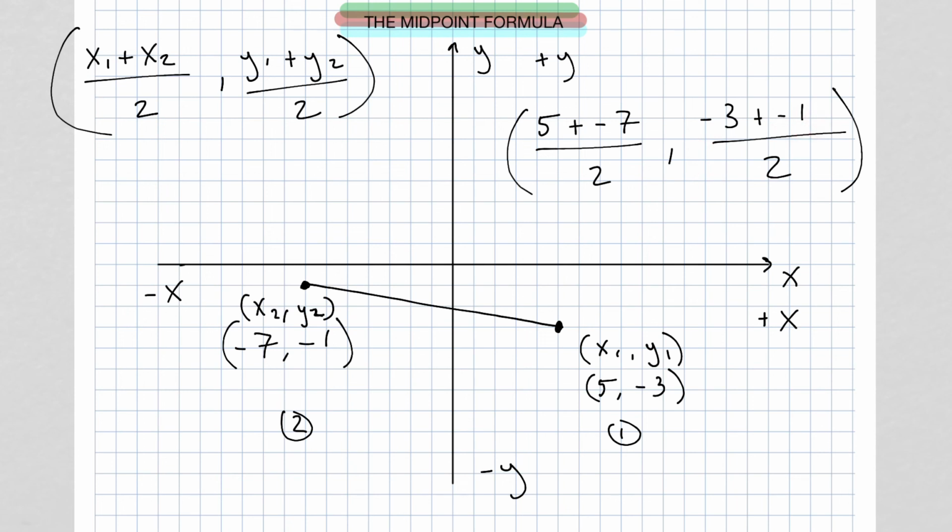Okay, so 5 plus negative 7 gives us negative 2. Okay, 5 plus negative 7, that's negative 2 over 2, gives us negative 1. All right, and then negative 3 minus 1, that's negative 4 over 2. Negative 4 divided by 2 gives us negative 2. So here's our point, negative 1, negative 2. Remember, this is your x, this is your y. So we have negative 1 on our x. Here's 0, negative 1. And negative 2 for our y. So negative 1, 1, 2. To the left 1, down 2. So here's our midpoint right there.